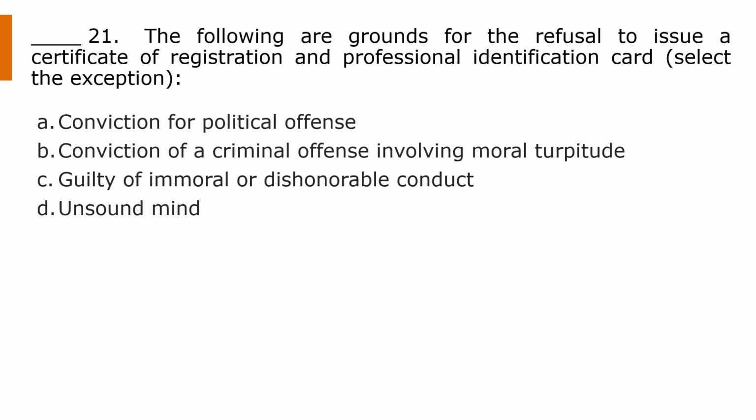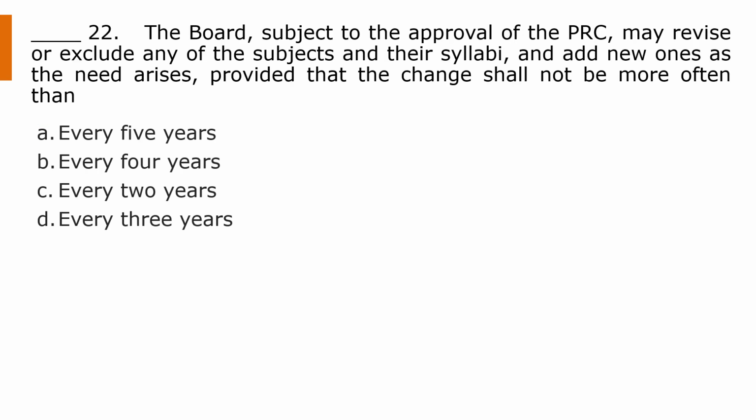The following are grounds for refusal to issue a certificate of registration and a professional identification card, and we are asked to select the exception. Now, we are reminded that for the grounds for refusal to issue, we do recall the mnemonic ICU. So, immoral or dishonorable conduct, which is found in letter C, conviction of crimes involving moral turpitude, which is found in letter B, and unsound mind, which is found in letter D. So that means the exception here is letter A, conviction for a political offense. This is not a ground for refusal to issue certificate of registration.